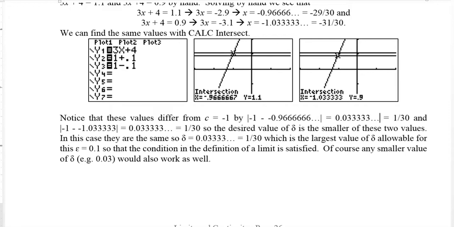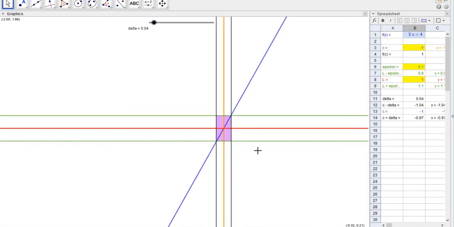Or, in other words, 1/30th. And similarly, if we take -1 minus a -1.03 with the 3 repeating, that gives us 0.03 with the 3 repeating, or 1/30th. Now, in this case, both of those were the same thing. So that means on this picture, you're going the same distance either way, and you're going to reach both corners at the same time.